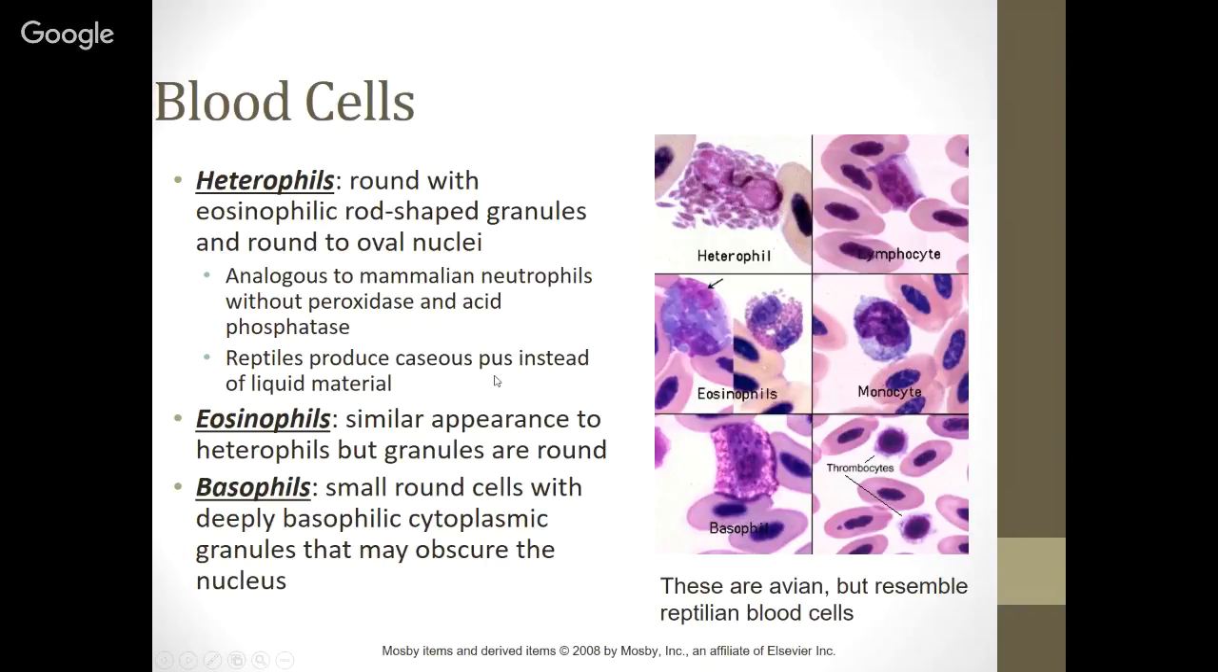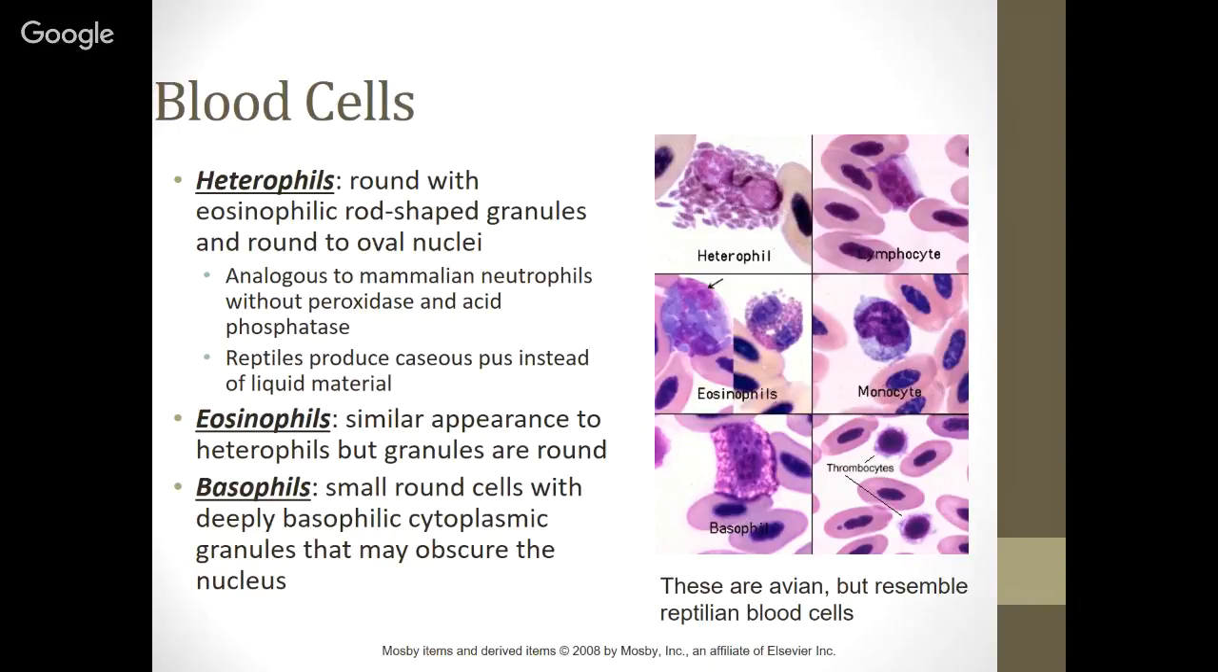Reptiles produce caseous pus instead of liquid material. So when we have a lot of neutrophils in one place in a mammal, we see pus or kind of a liquid material. With reptiles, we have cottage cheese material. It's very thick, doesn't have a lot of fluid in it.